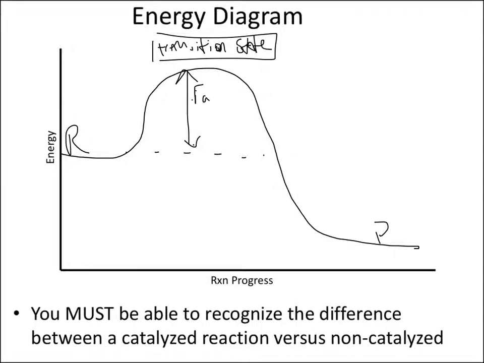So this is my transition state up here. It's where the molecules start to transition and hybridize from my reactants to my products. So this is something that we've seen before.